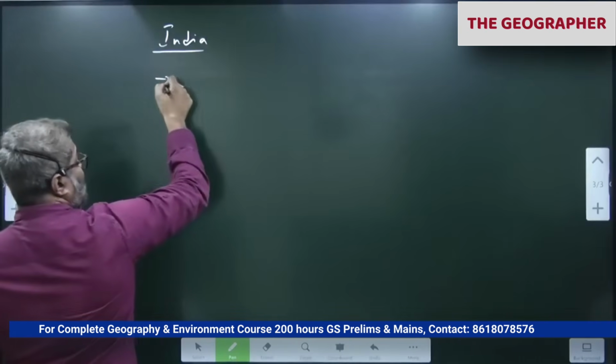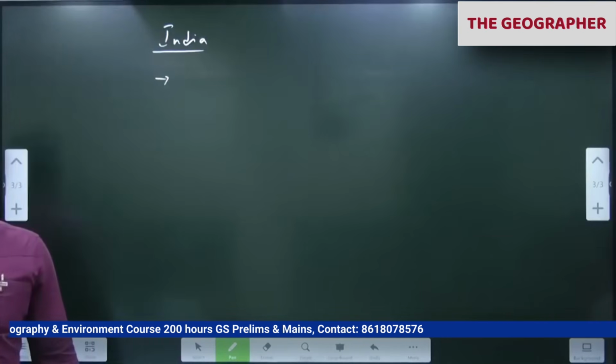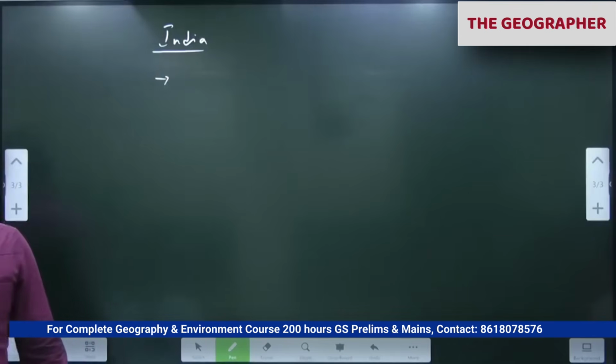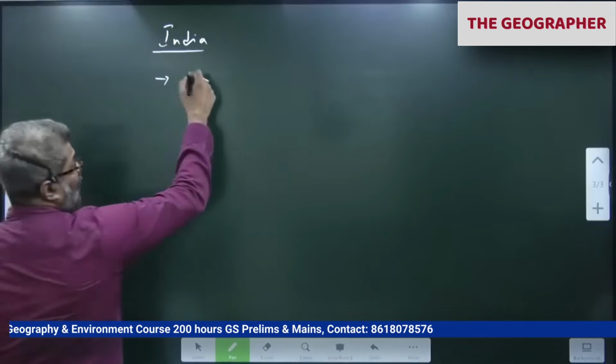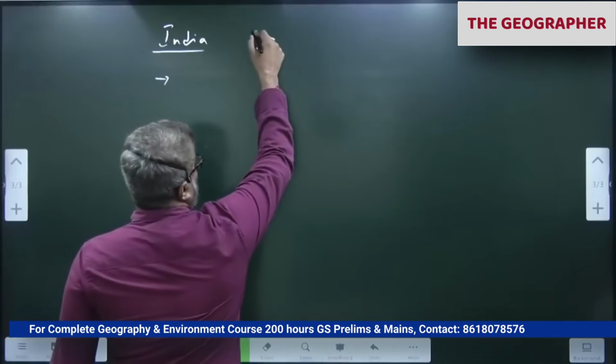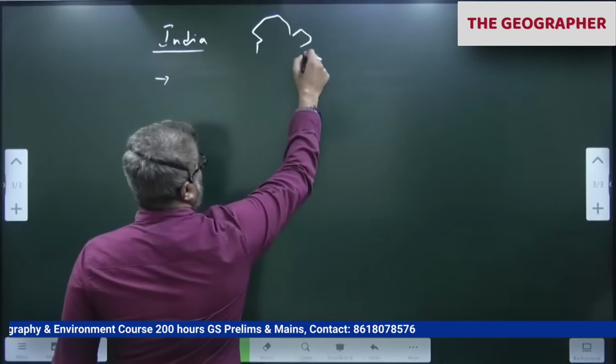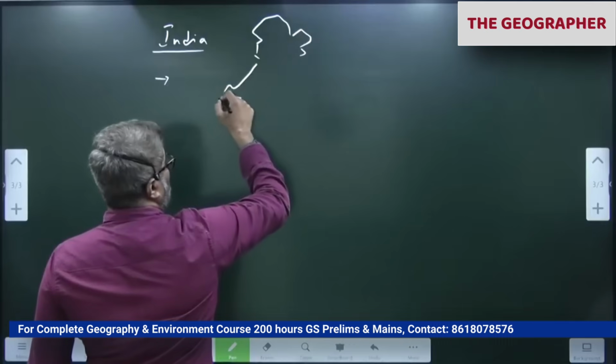So if you notice carefully, India is a tropical subtropical country, correct? India is a tropical subtropical country. So page number 34. All of you go to page number 34. Till then I'll draw the map.